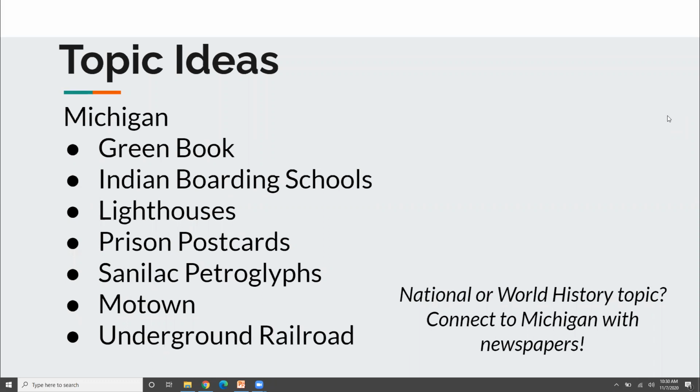An easy way to do that, like with newspapers, is let's say you did Pearl Harbor. Instead of looking at newspaper headlines from New York City or Chicago, you could see what they were saying in Detroit, or what the headlines were in the newspapers in your town, because probably there's a record of that somewhere.